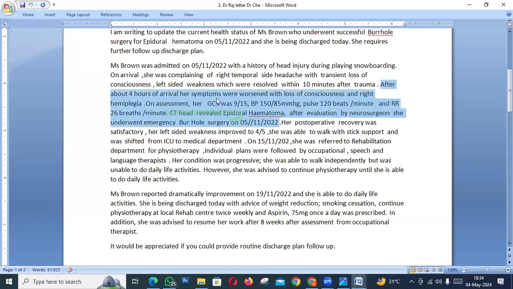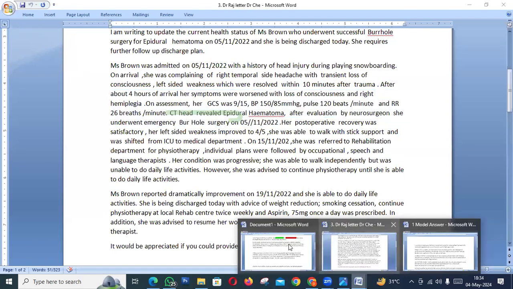So her symptoms were worsened with loss of consciousness and right hemiplegia. On assessment, her GCS was this, blood pressure this, and pulse this, and respiratory rate this. You can see how it becomes a little bit difficult and not well organized. Her CT scan revealed this after evaluation by neurosurgeon. She underwent emergency surgery on this date. Okay, so we need improvement.